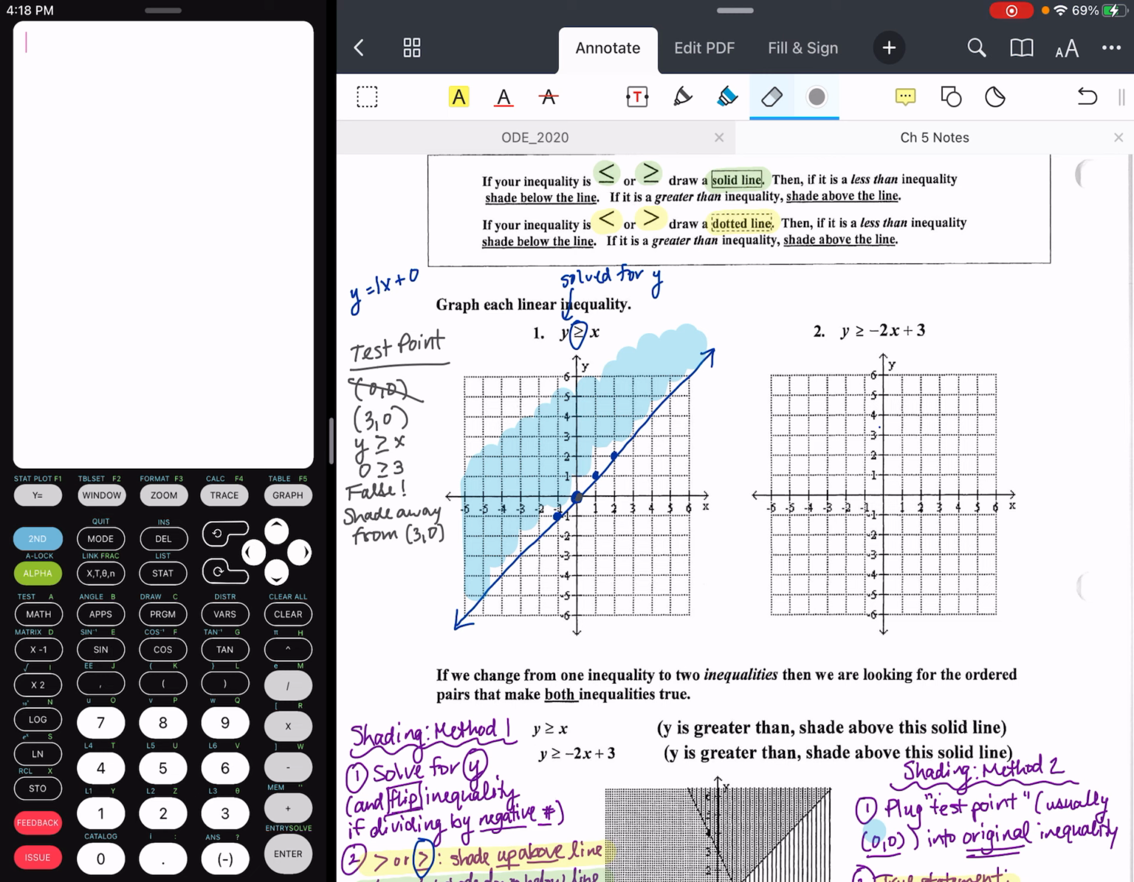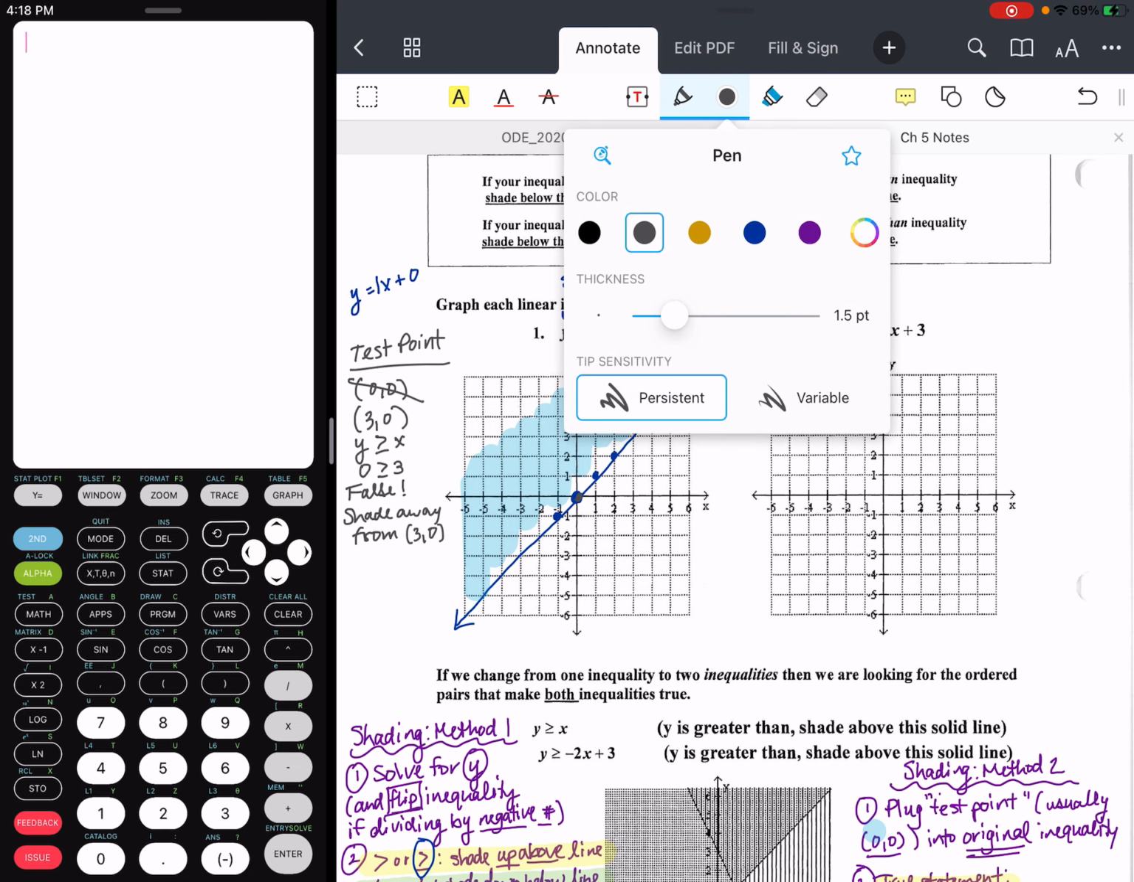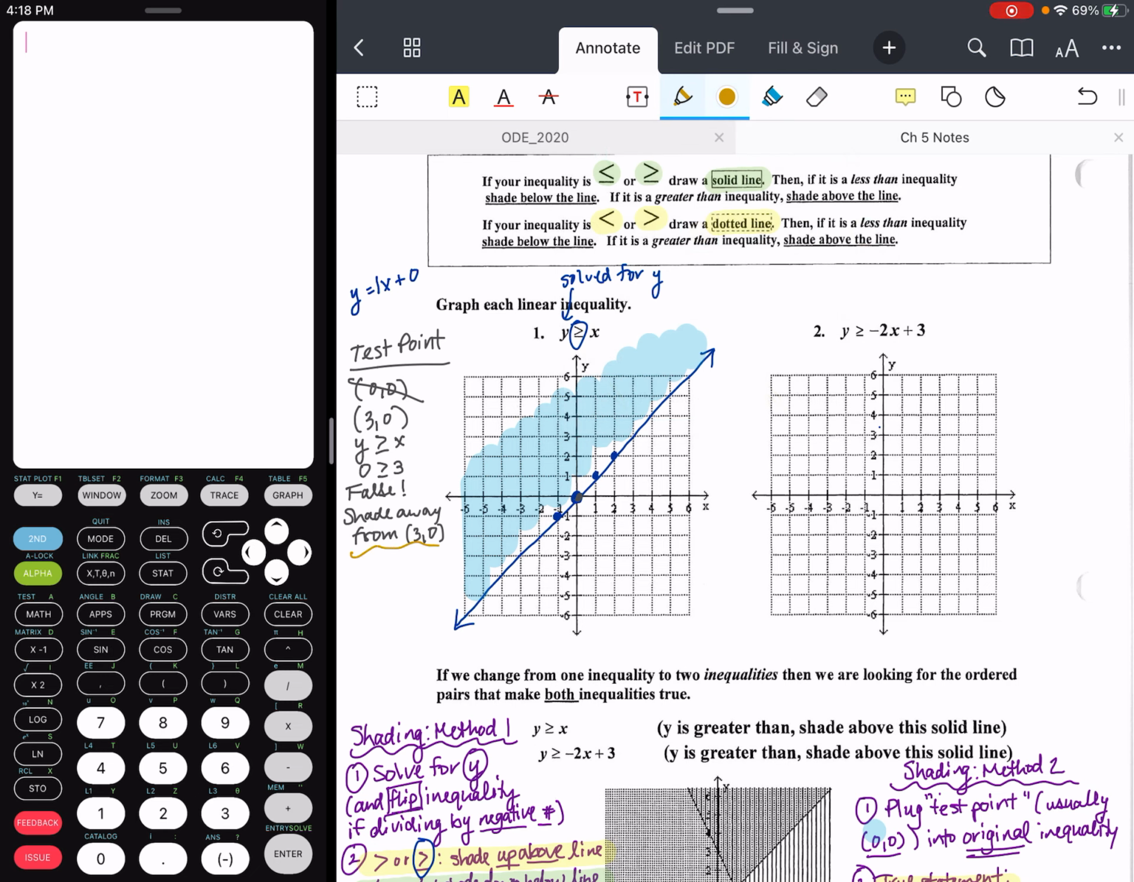And I just want to point out, you could have picked a different test point here as well. So instead of 3, 0, maybe you picked negative 4, 0. Okay, so let's say we picked negative 4, 0. So plugging that into y greater than or equal to x, we would have 0 is greater than or equal to negative 4. For this ordered pair, now we have a true statement. So we want to shade toward our test point, negative 4, 0.